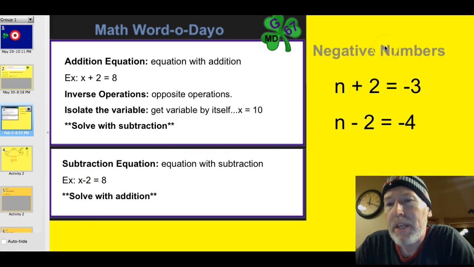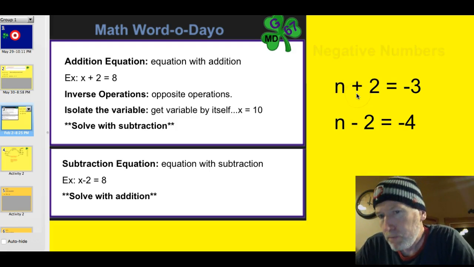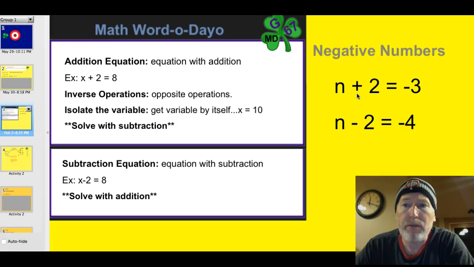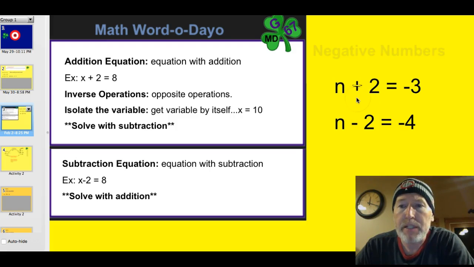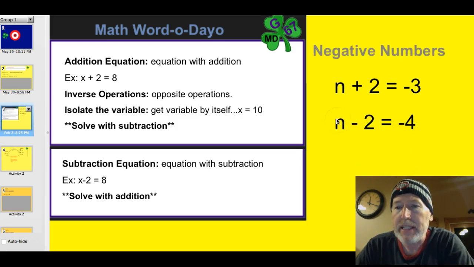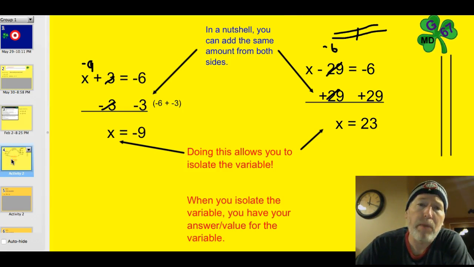One more time. Here's a couple of negative numbers. N plus 2 equals a negative 3. I'm going to subtract 2, use that opposite operation to isolate this n. Here's a subtraction equation. I have n minus 2. Because of subtraction, I'm going to add 2 to both sides to isolate, or to get n by itself. When you get that variable by itself, you know what the value is. I'll walk you through 2 examples and have you try some on your own.